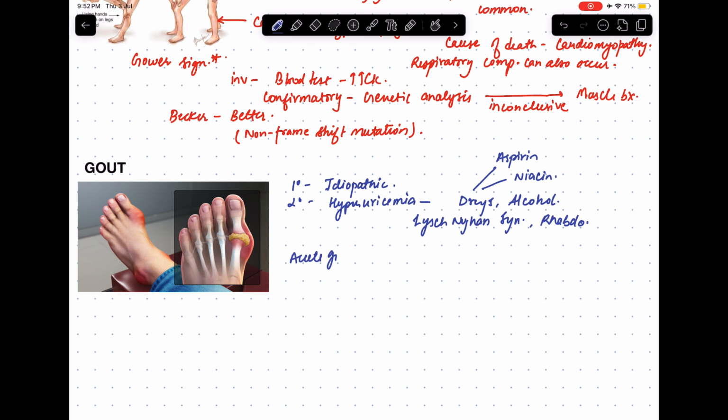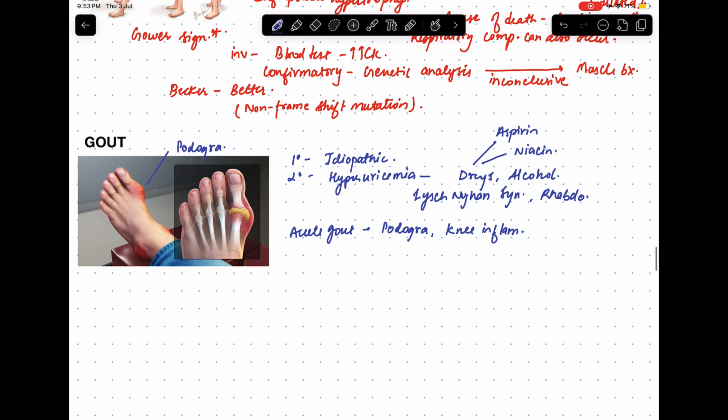Then when we are talking about the acute presentation of gout, the most important thing is podagra. It is happening on the first MTP joint of the foot, and it is also the most common site for it. It can also affect the knee and cause knee inflammation, or it can also affect finger joints. So these are the common sites for acute presentations.